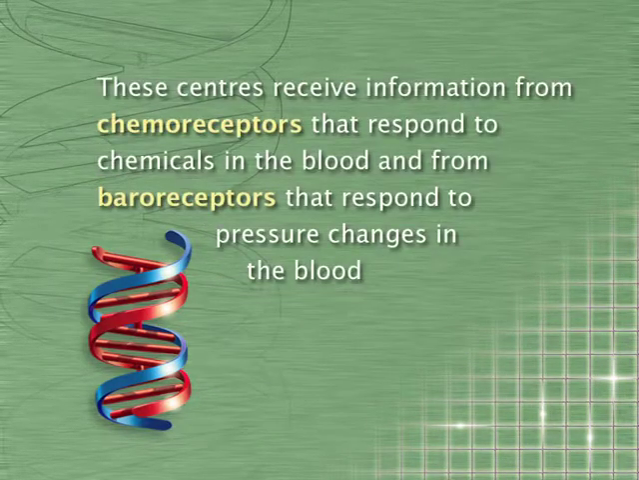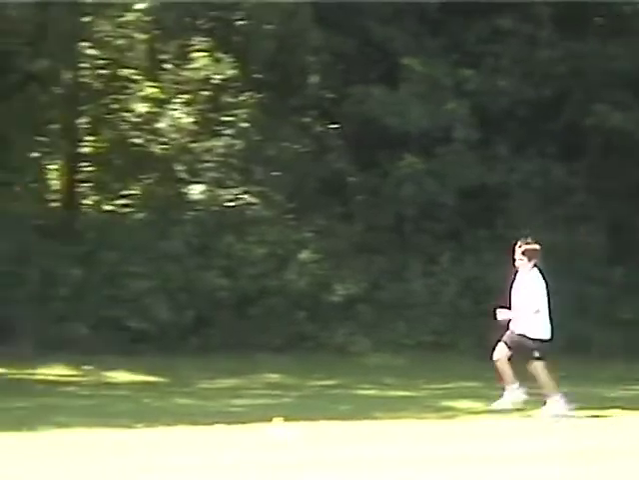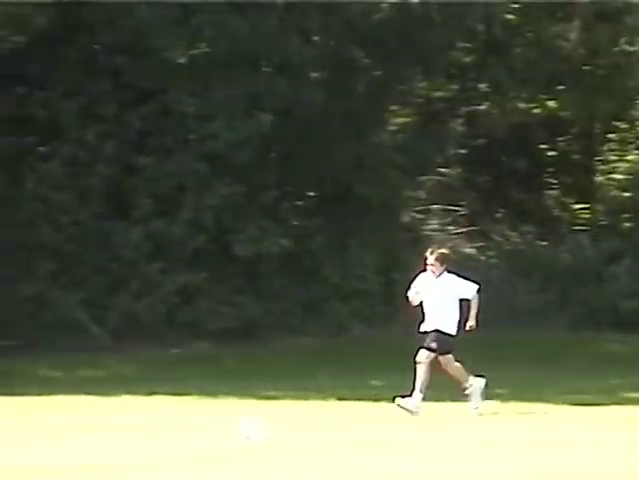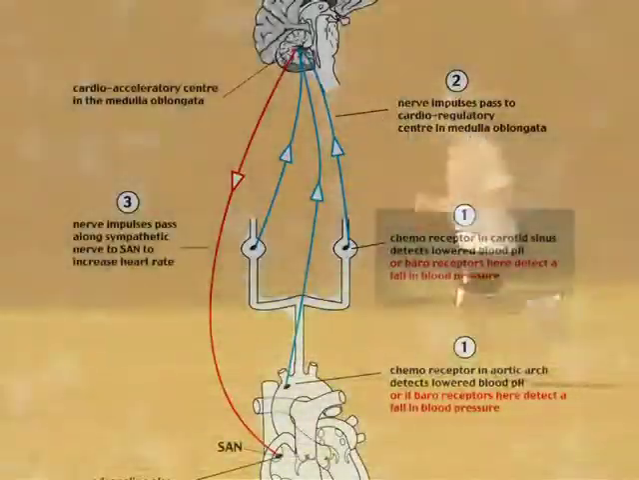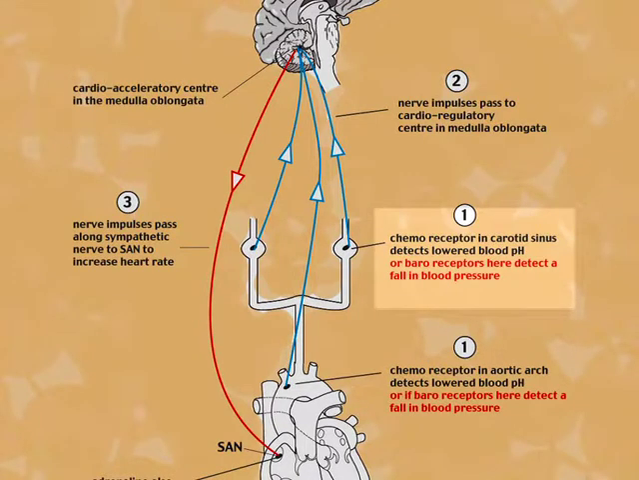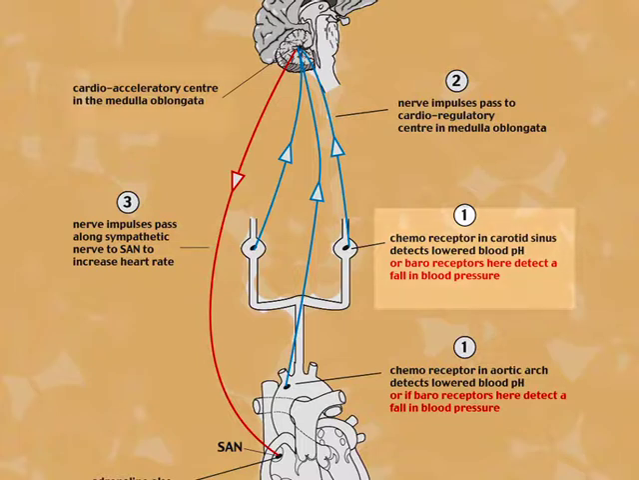These centers receive information from chemoreceptors that respond to chemicals in the blood and baroreceptors that respond to pressure changes in the blood. When we exercise, our muscular activity increases, and due to increased respiration, more carbon dioxide is produced. This lowers the blood pH. There are swellings in the carotid arteries, called the carotid sinuses, where chemoreceptors are situated. These respond to the lowered pH of the blood due to increased carbon dioxide.